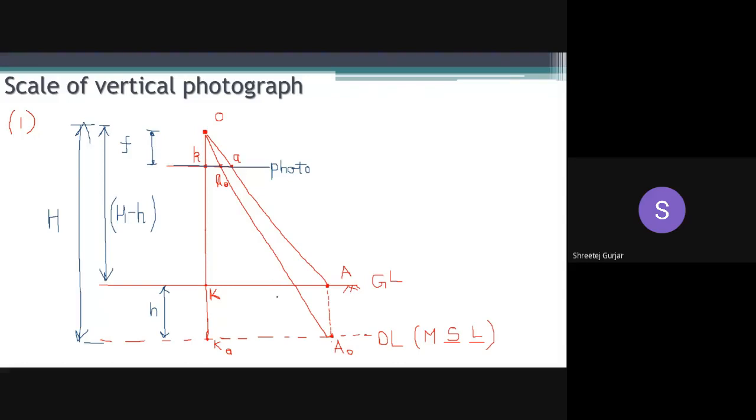This is the first case I have told you, wherein the ground is level. Now, what is meant by scale? It is the distance on the paper divided by the distance on the ground. If we consider the line small k small a on the photo, that is the distance on paper, and the distance on the ground will be capital K capital A. This is the scale.